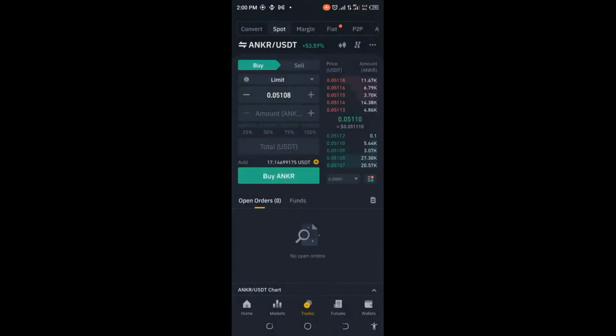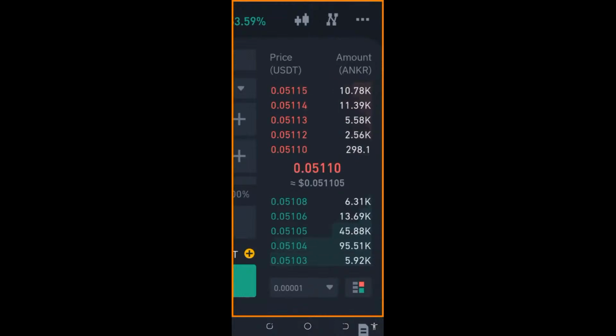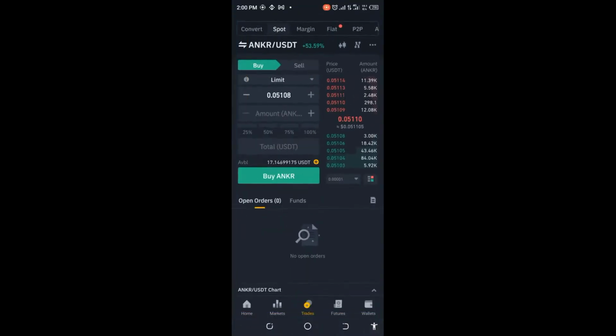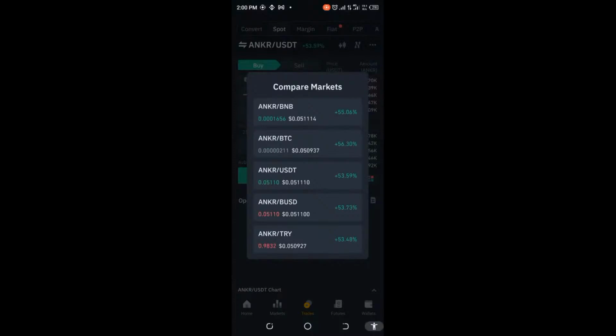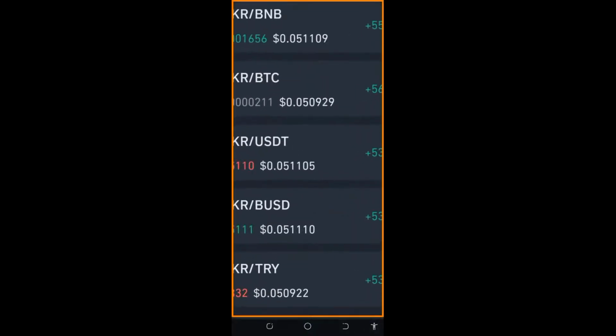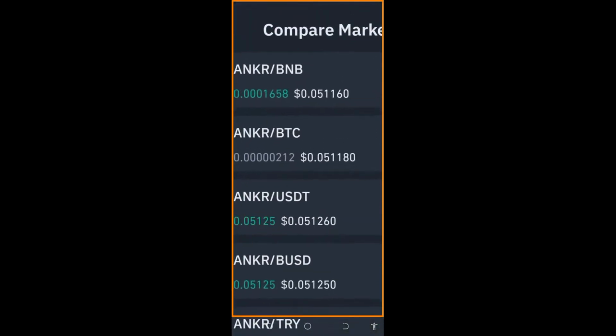So let me go back to ANKR USDT. What is the price right now? Okay, the price is 0.5110. Let's go check the compare markets, because it's really flipping and flopping. Okay, as you can see here, BTC is 0.509. USDT is definitely going to get back to 0.509, and I'm going to put it back at 0.509. That is what I am going to put it back as, and that's what I'm going to sell it as. So this is what we're going to do. As you can see, it's flipping and flopping. It's right now at 0.512.